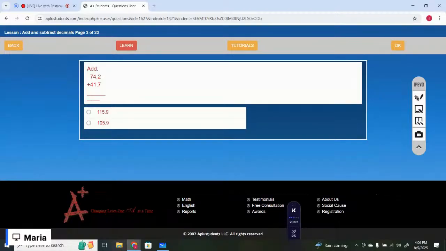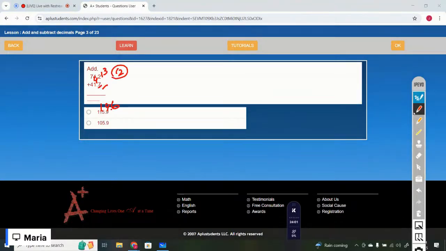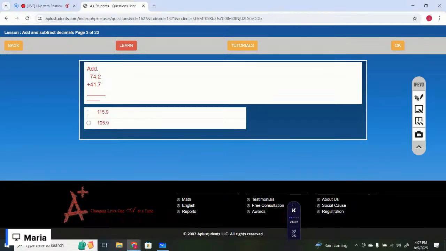Add 74.2 plus 41.7. 7 plus 2 is 9, 7 plus 4 is 11. That is 115.9. That is 115.9. Option number 1 is the correct option.